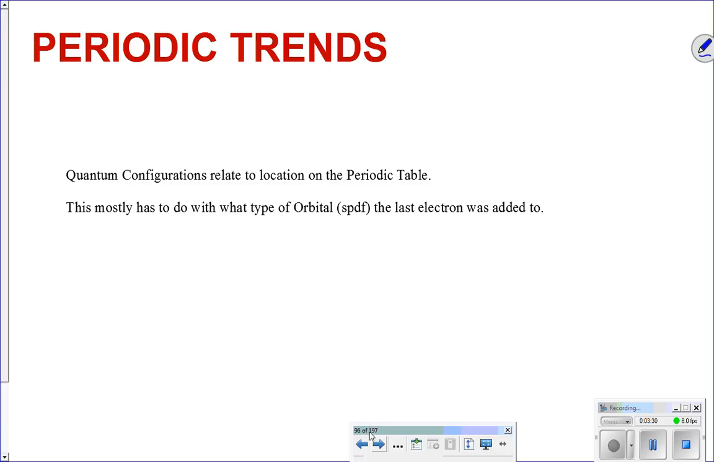The periodic table does actually have a relationship to where electrons have last been put into an atom. And we'll get into this a little bit more later. It's just something I wanted to mention now. So this has to do with what type of orbital, s, p, d, or f, the last electron was added to.